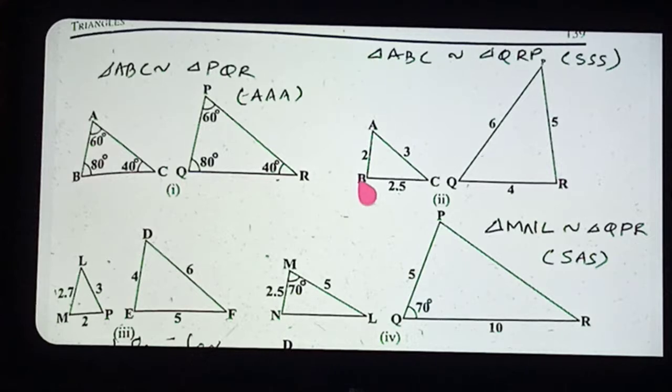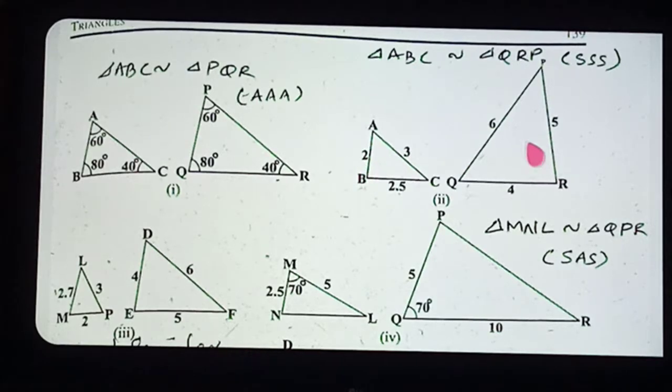So here you can see sides are given. See, AB is 2 and QR how much is coming? 4. AB by QR, 2 by 4. 2 by 4 how much is coming? 1 by 2. And BC 2.5, corresponding 2.5. Here you see the ratio, PR. BC by PR how much is coming? 2.5 divided by 5, or 1 by 2 coming. Similarly AC is 3 and PQ how much is coming? 6. So 3 by 6 how much is coming? 1 by 2. So which criteria are we using? SSS criteria. Clear? Corresponding sides are in the same proportion.